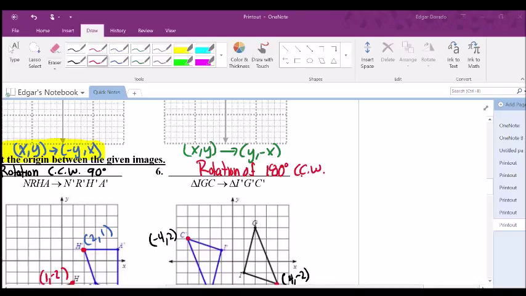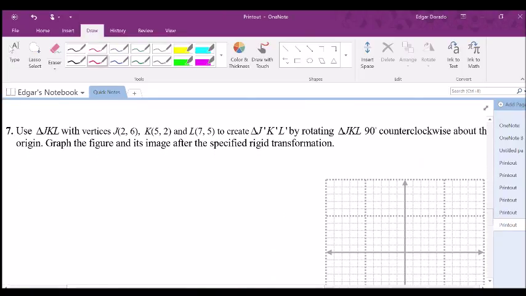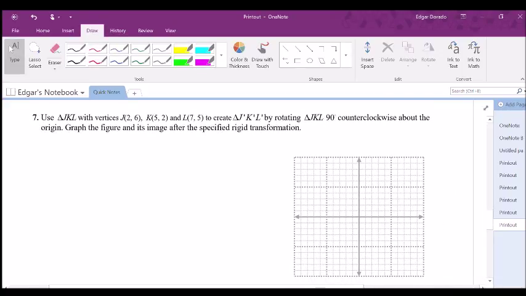Alright guys, we're almost there. Let's go ahead and look at the last few examples down at the next page. Okay, so let's see what's being asked for us here and then see if we can figure it out together. It says, use triangle JKL with vertices (2, 6), (5, 2), and (7, 5) to create triangle J prime, K prime, L prime by rotating JKL 90 degrees counterclockwise about the origin, and then graph the figure and its image after the specified rigid transformation. Okay, so we're going to go ahead and do this transformation of 90 degrees rotation. So let's go ahead and do it.